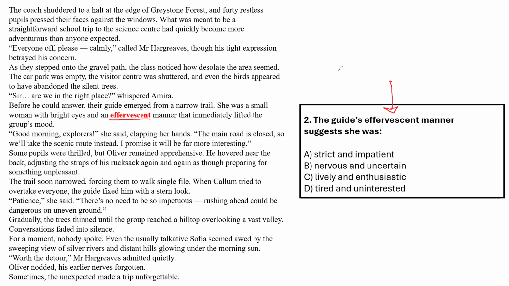Arlo, what other clues are there to tell us what effervescent means? So if you look at number A, she wouldn't be strict if she was lifting the group's mood. And then B, she was nervous, you wouldn't have bright eyes. And then D, tired, you wouldn't lift up the group's mood if you were tired. Cool. So what you've done is used the technique that Jordan used earlier. We got rid of answers we know it isn't.